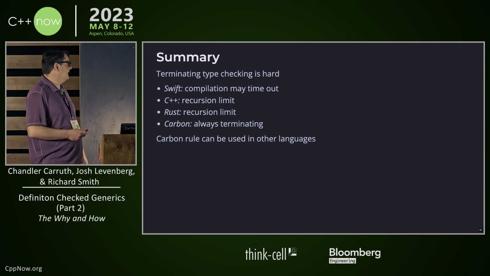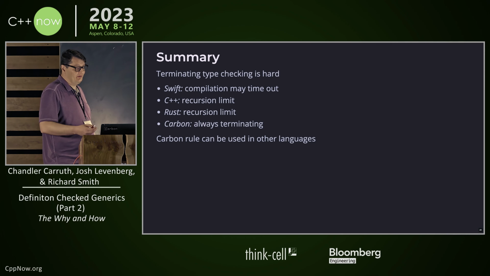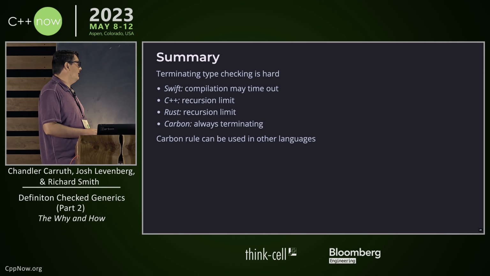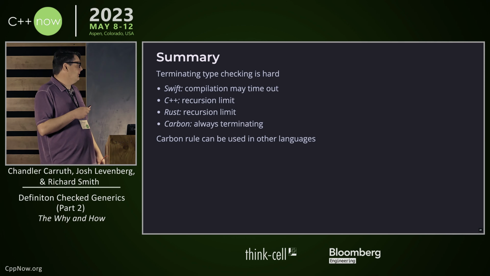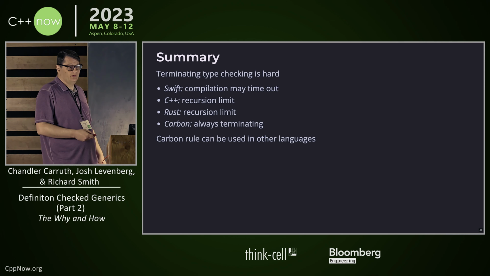So in summary, having a type checking rule that is guaranteed to terminate is a hard problem. In Swift, the compilation may time out. There's no explicit limit that I could find. C++ and Rust seem to use a recursion limit. Carbon has a rule that is, at least in theory, always terminating. And the Carbon rule is also not really specific to Carbon at all here. We think this could be used in any of these other languages as well, if they chose to, and if it proves that it works well in practice.